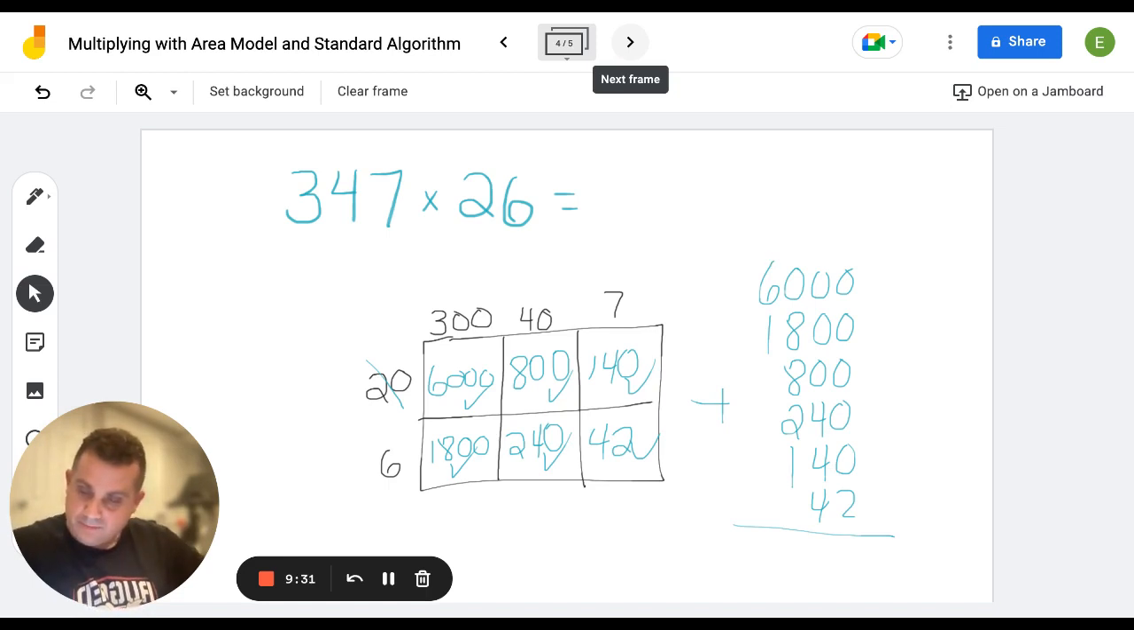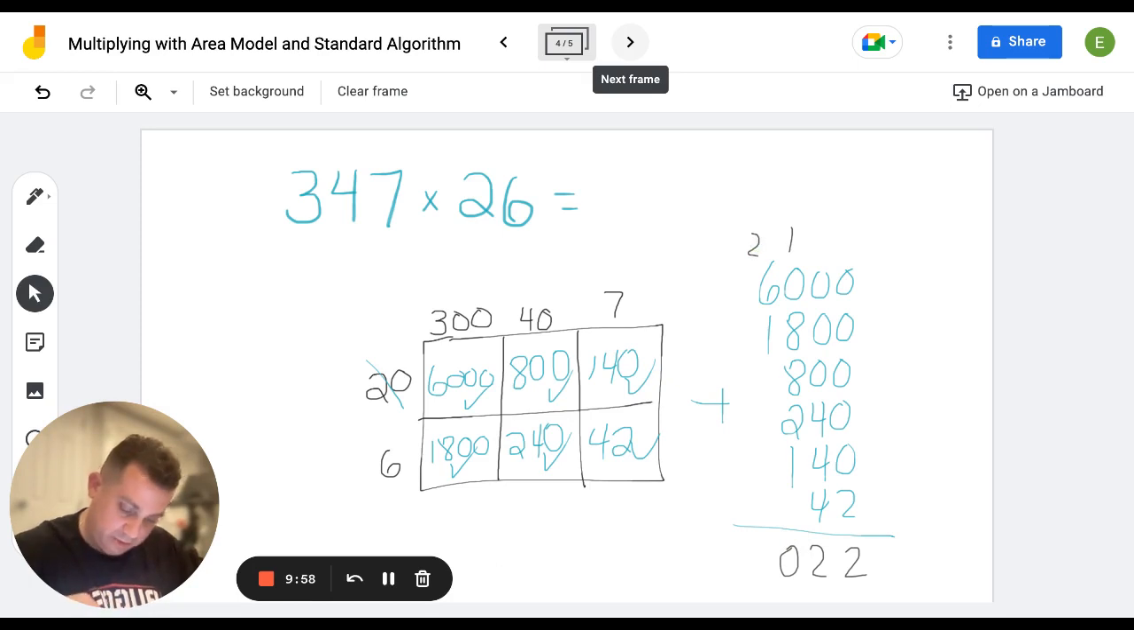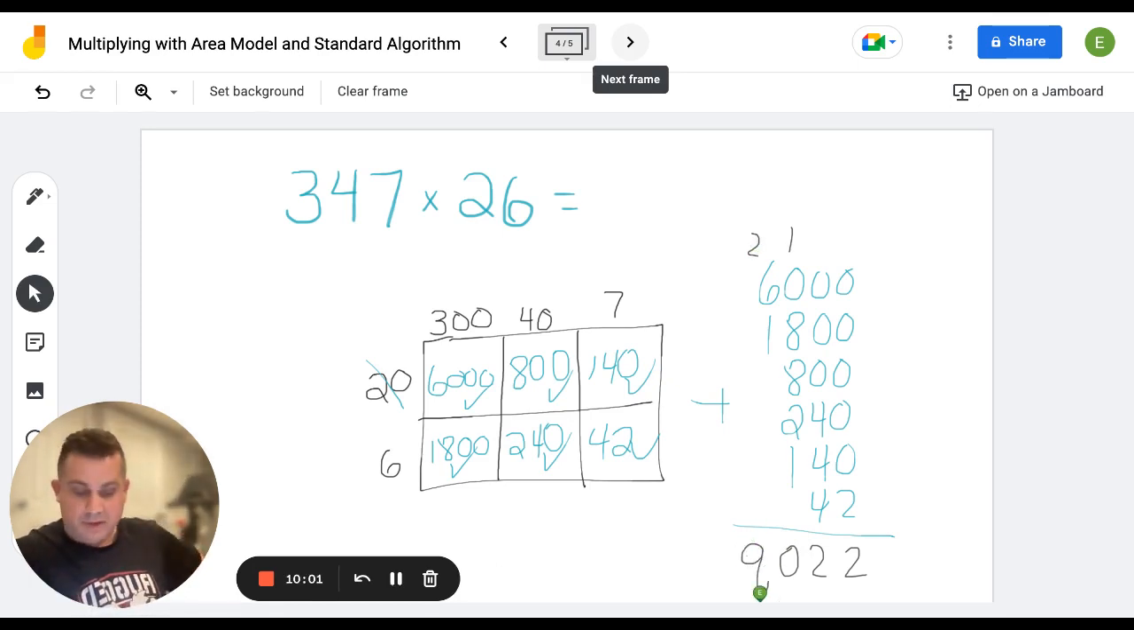So let's do 0 all the way down and a 2. 0, 0, 0, and then we have 4, 4, and 4, I know is 12. 1 and 0 is 1. 1 plus 8 is 9. 9 and 8 is 17. And 2 is 19. And 1 is 20. 2 and 6 is 8. And 1 is 9. So it should be 9,022. So here is our area model.